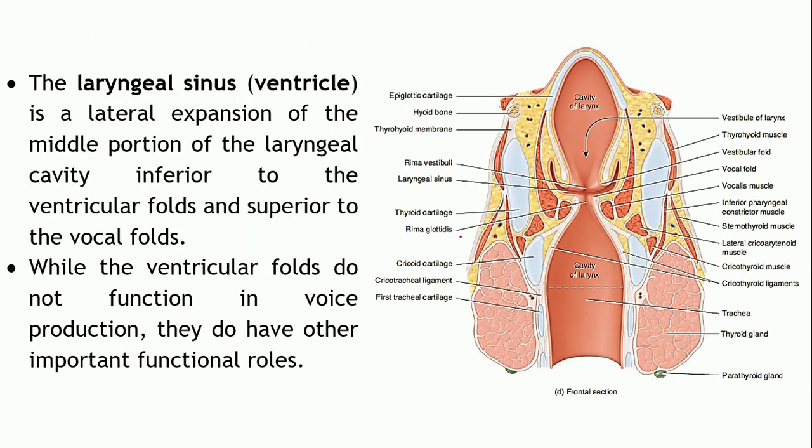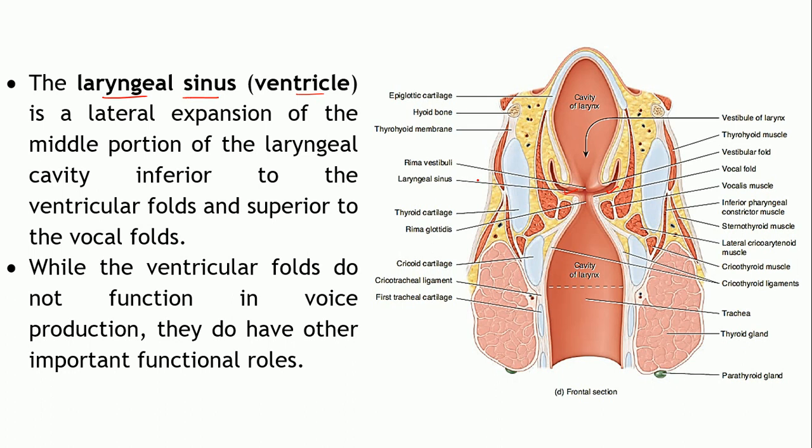Okay. Apart from that, laryngeal sinuses or laryngeal ventricles are present. That is why sometimes these are known as ventricular folds. Okay. So, that is the lateral expansion, as you can see over here, of the middle portion of the laryngeal cavity. In between these two folds, the ventricular folds and the vocal folds, lie the laryngeal sinuses. So, it will act as a resonating chamber for variation in the sound.